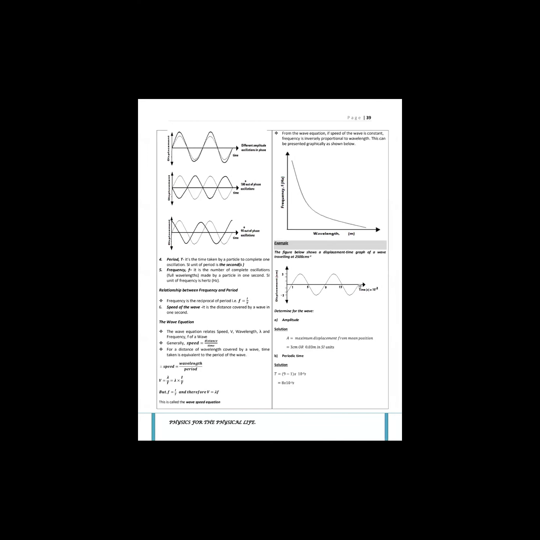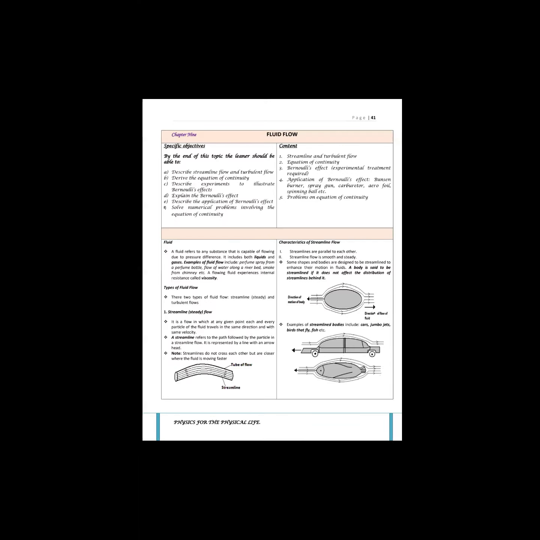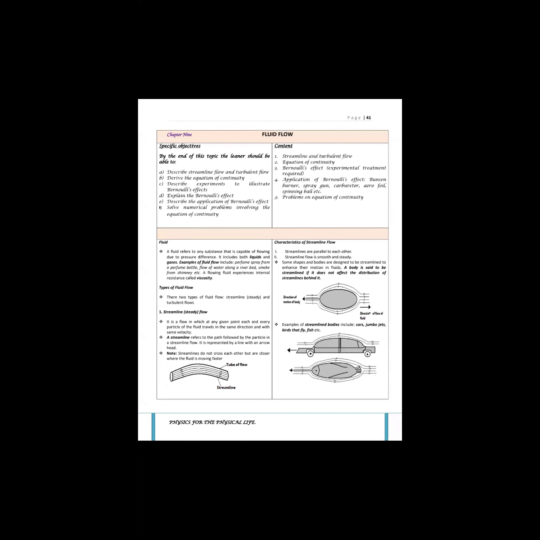I have already shared the notes on the screen. Those are the basics. We also have some characteristics of streamline flow.